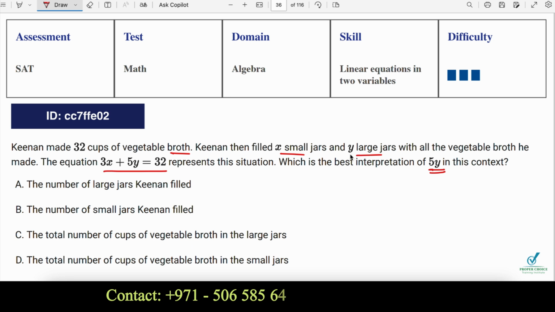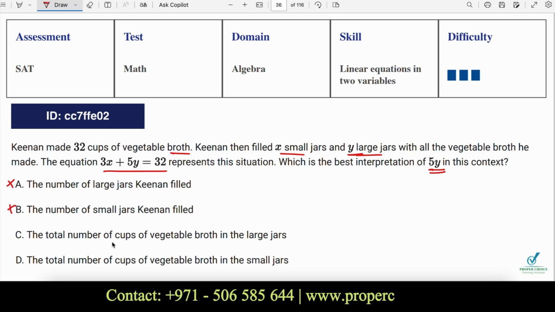As they are saying, he is filling y number of large jars. Option A says the number of large jars Kinan filled, which is wrong. This is only talking about the value of y. Option B says the number of small jars Kinan filled. No, x is representing small jars, which is wrong.